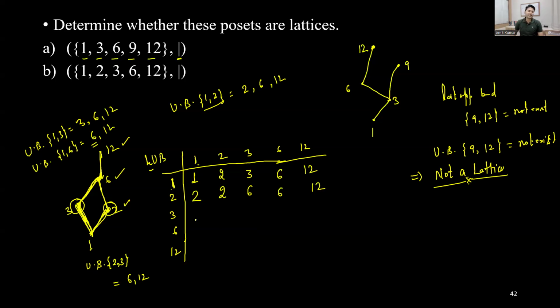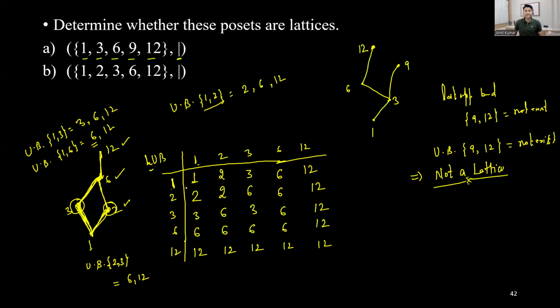In the same manner, we can construct the complete table. So 3, 1 is the same as 1, 3. 3, 2 is the same as 2, 3. 3, 3 is 3. 3, 6. 3, 12. 6, 1 is the same as 1, 6. 2, 6 is the same as 6, 2. 6, 3 is the same as 3, 6. 6, 6 is 6 itself. 6 and 12 is 12. In the same manner, we can get this table, the least upper bound table.